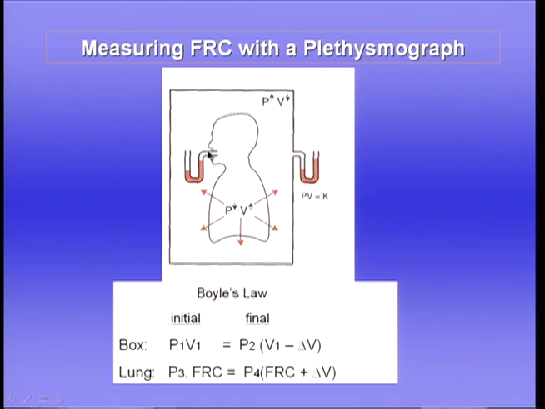Now we apply Boyle's law to the gas in the lung, and we measure the pressure in the airway when the subject makes this attempted inspiration against a closed airway. We start with a pressure P3, and he's at FRC when he makes this attempted inspiration. After he's made the attempted inspiration, we've got a pressure P4, and now the volume is the FRC plus delta V. Well, we know delta V from the original set of measurements, so we plug delta V into here. It's the only unknown, so we can calculate the FRC.